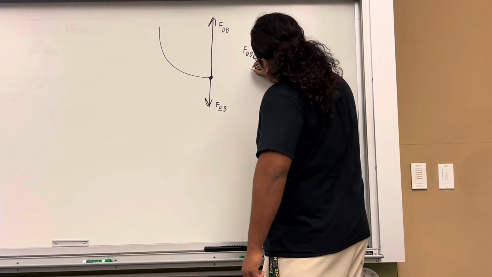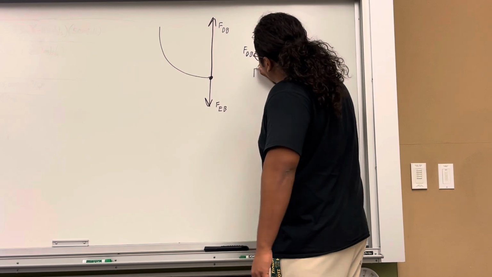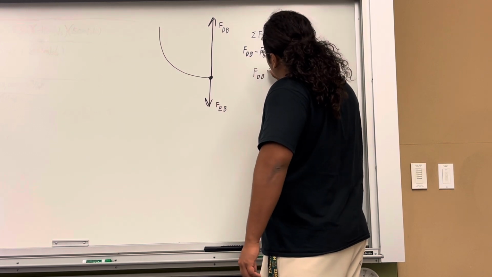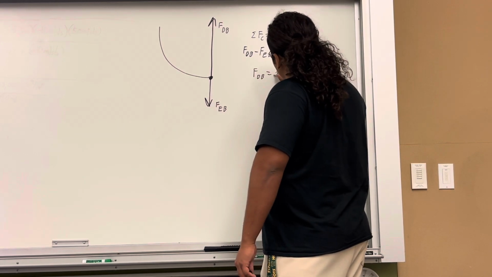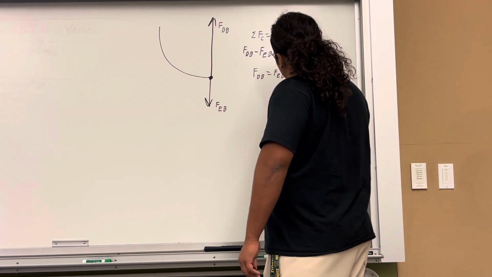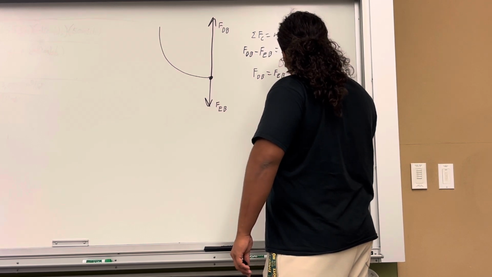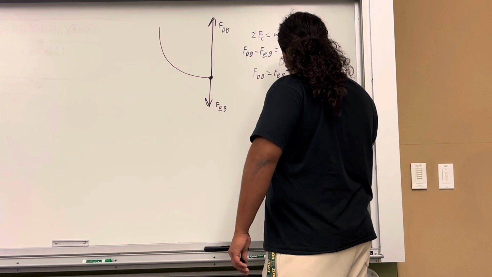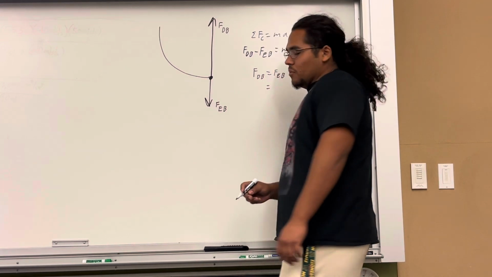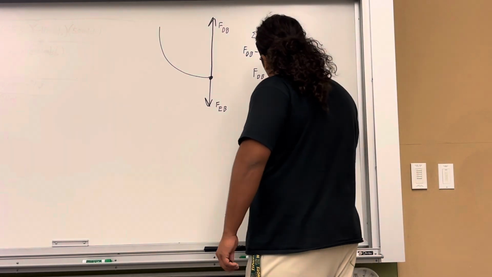But in order to find the force of the rope on the ball, basically we'll add the force of the earth on the ball to both sides. And then we know that the force of the earth on the ball is mg.